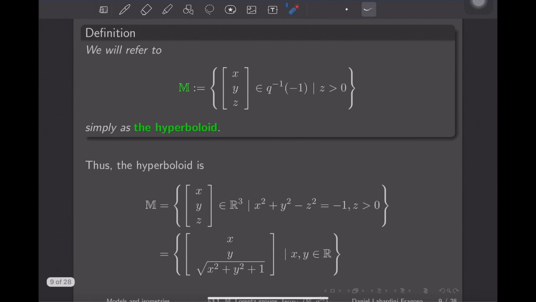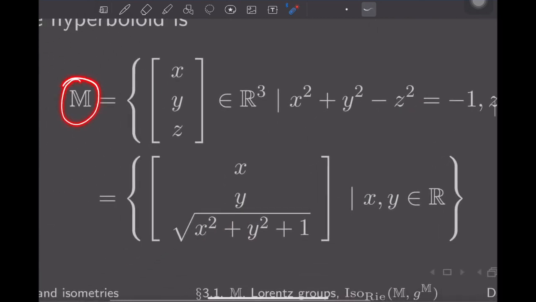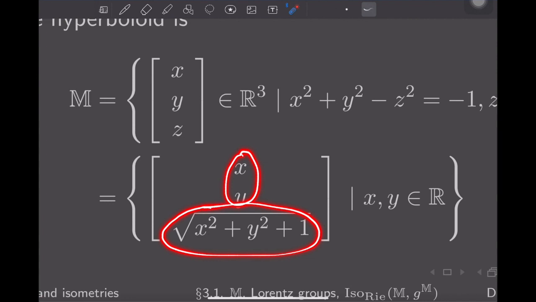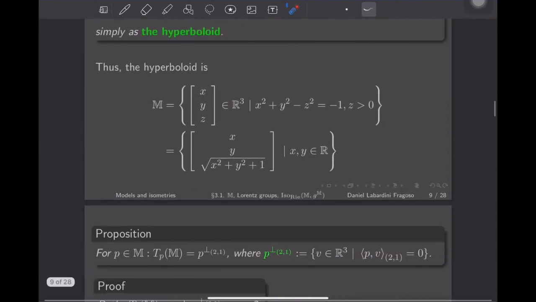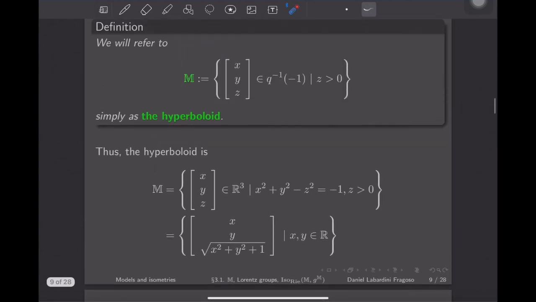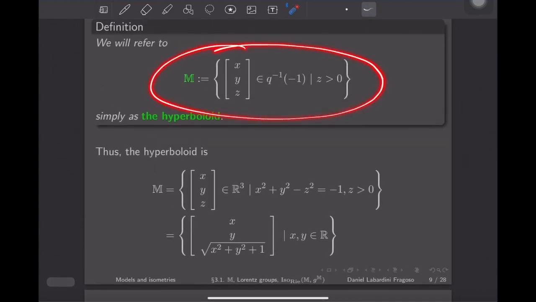And of course, with this description, you can just solve for z, and then z becomes this square root. So you can say that M is just the graph of a certain function from R2 to R, which sends (x,y) to this, right? And when you draw the graph of that function from R2 to R, you obtain precisely this. And this is going to be our first model of the hyperbolic plane.